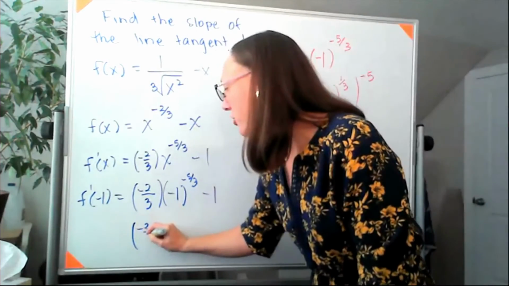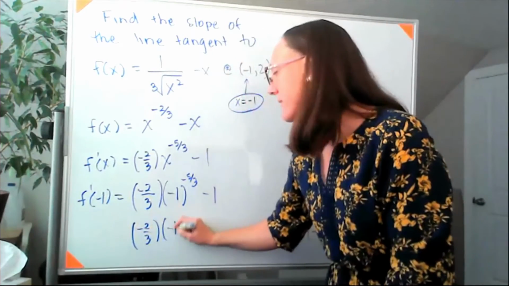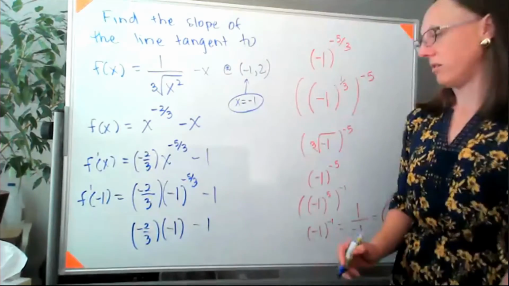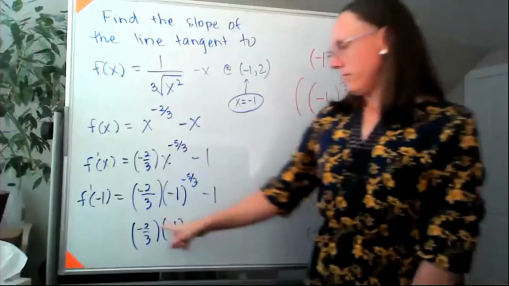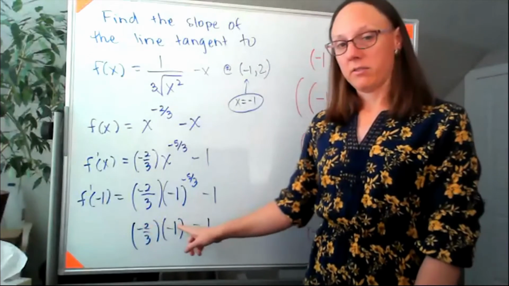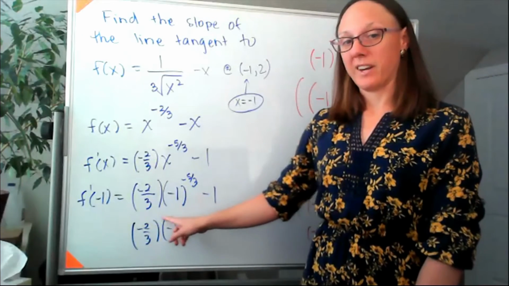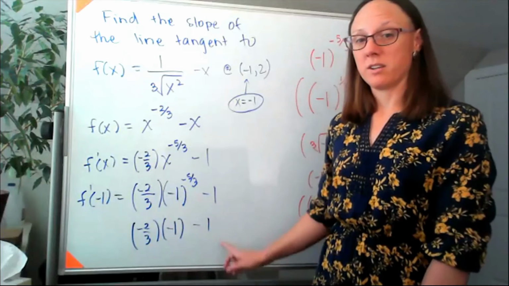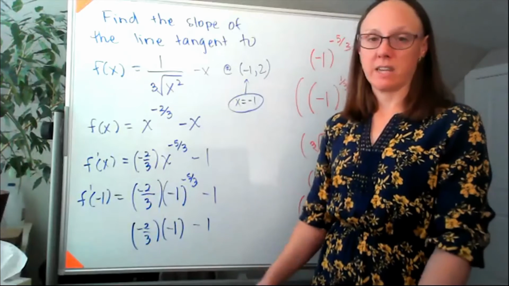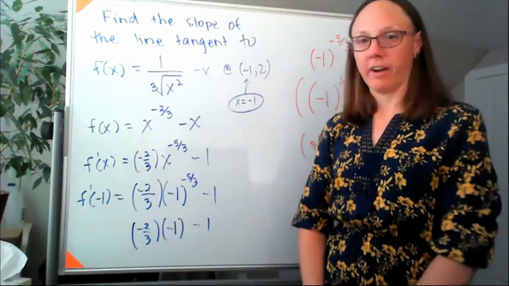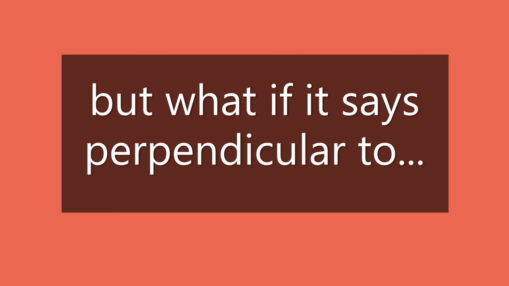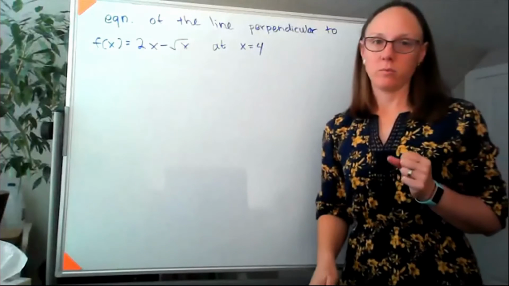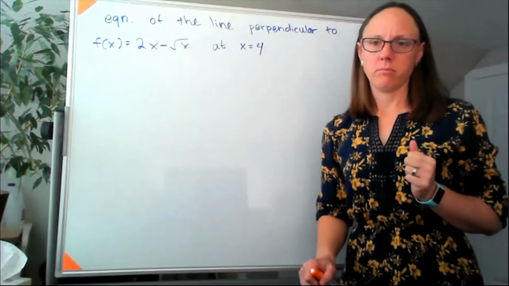So I'd have negative 2/3 times negative 1 and then minus a 1. Multiplying here, negative 2 times negative 1, I'd have a positive 2/3 minus 1. Sounds like negative 1/3 is my final answer there. Oh, was that a question? No, sorry. Okay.